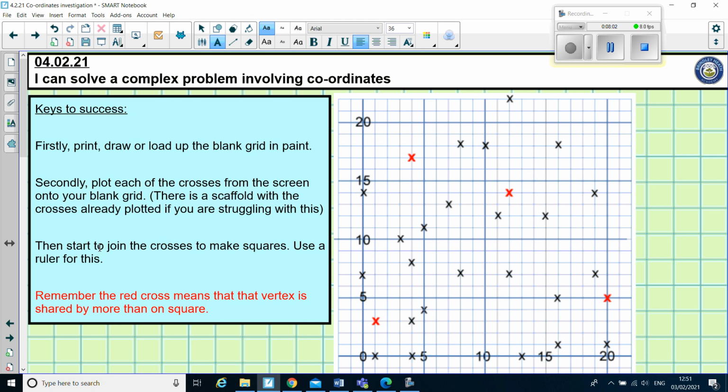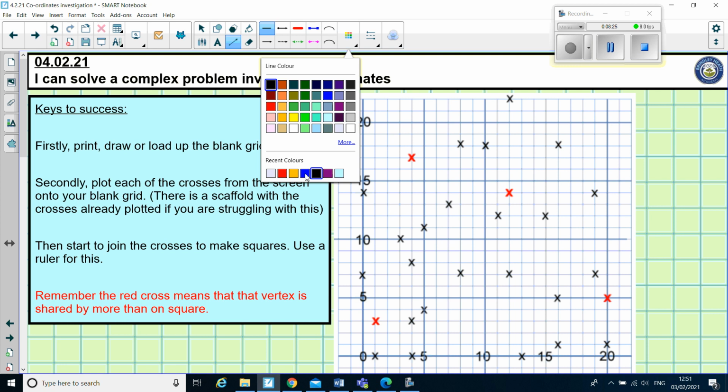Once you've done that, you need to start to join the crosses to make squares. There's no easy way to do this. It requires quite a bit of thinking, and it is quite tricky. You might have a bit of a fabulous struggle with this, and it doesn't matter, it's not a race. You're going to need to join the crosses using a ruler. I'll show you what I mean, and I will just do a couple of squares first of all.